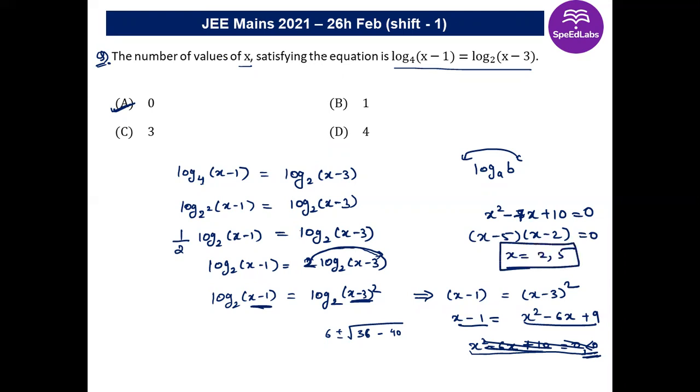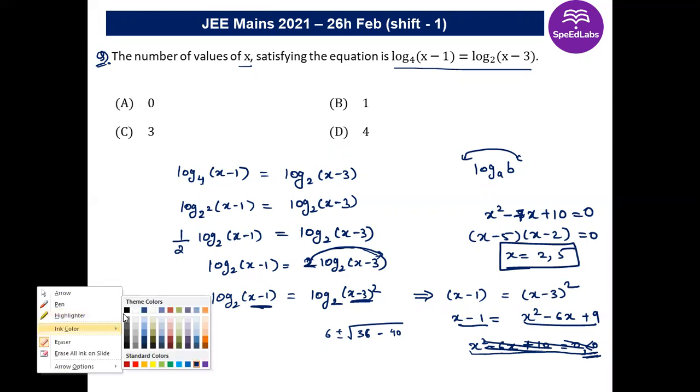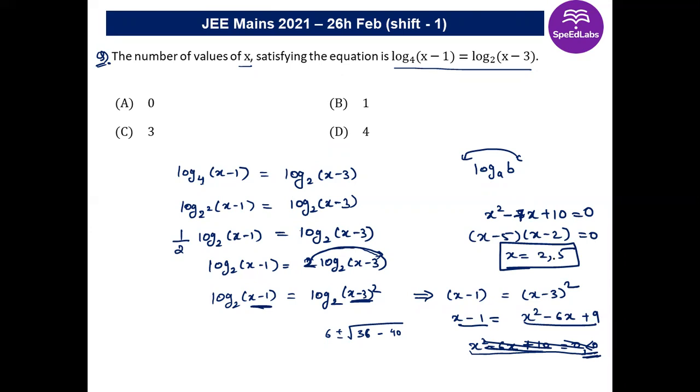So now in hurry, what you can do is mark the option as 2 over here, but you can see in the options 2 is not given. All right, so why is 2 not given? Are we doing anything wrong over here? No, this is correct. We are getting two values, but we don't have to simply find roots of the quadratic. You need to find the value of x which satisfies this logarithmic equation.